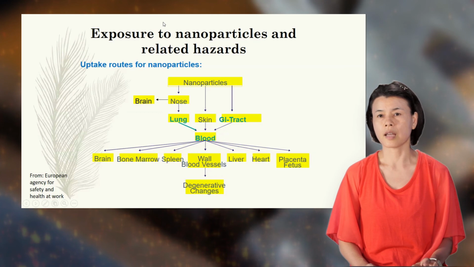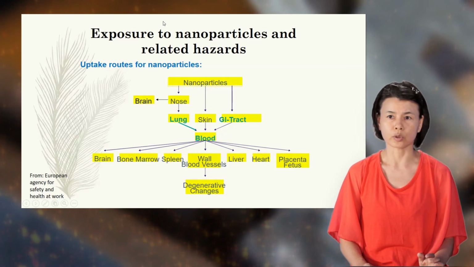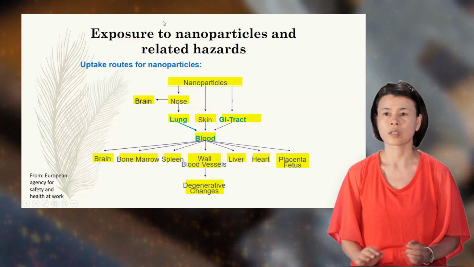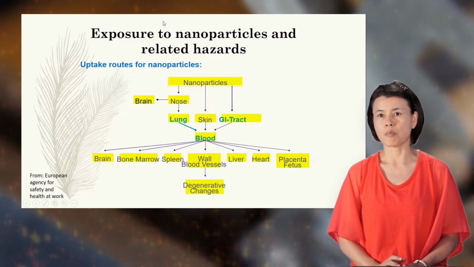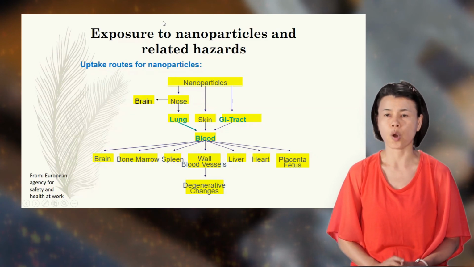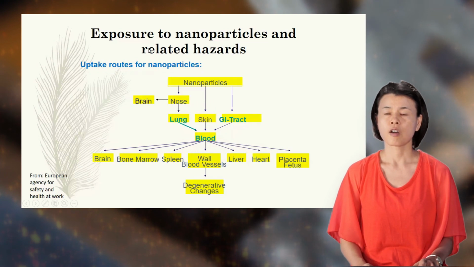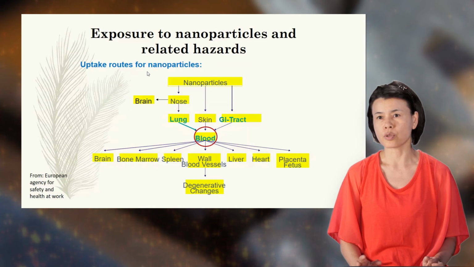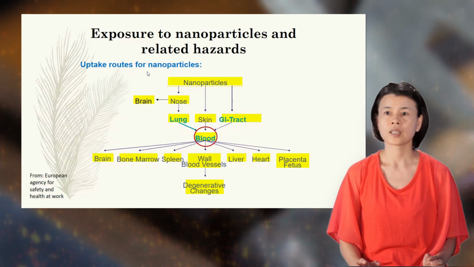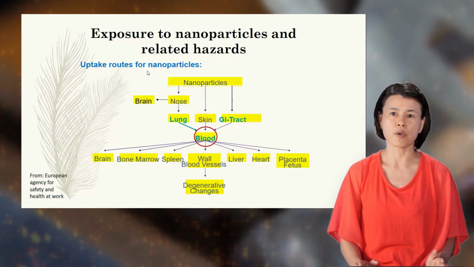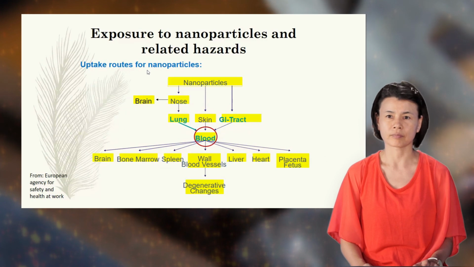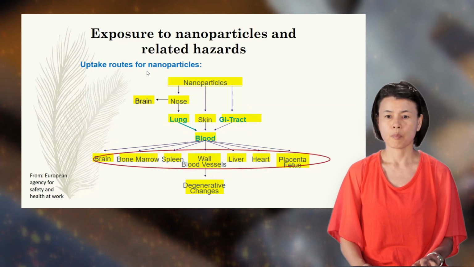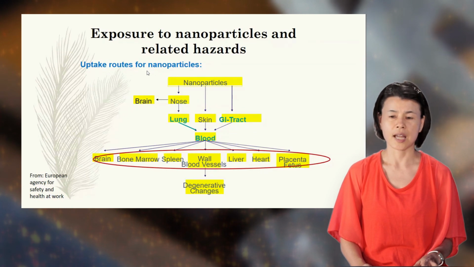This chart demonstrates the exposure to nanoparticles and related hazards. People can take up nanoparticles by nose or skin. Furthermore, after the transportation from nose or skin to the blood, the nanoparticles could spread out to the whole body, including brain, bone marrow, spleen, and so on.